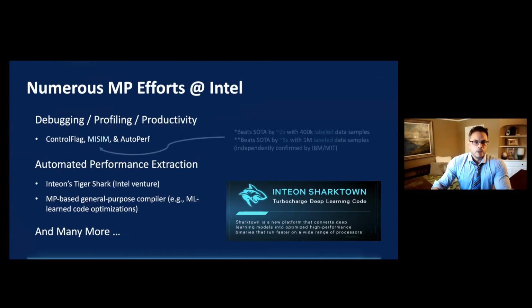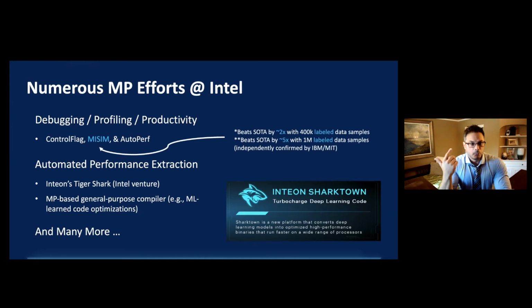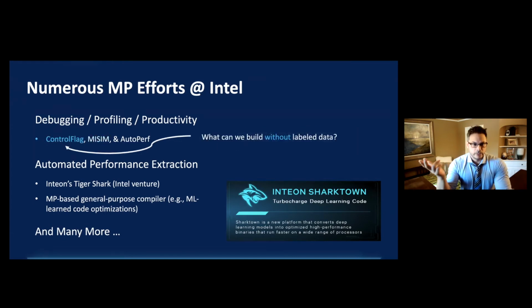One quick interesting data point, going back to how important data is: when we built MISM, we were able to beat the state of the art by about 2x with 400,000 programs. But when IBM and MIT wrote their Project CodeNet paper, they had results showing MISM was able to beat these other systems by upwards of 5x. We still haven't done a deep analysis on why this is, but we have a sneaking suspicion it has something to do with the fact that the amount of data they collected has more than doubled. Going back to the importance of data with stochastic systems.